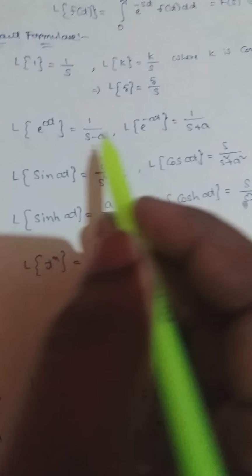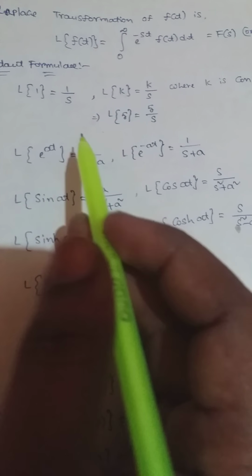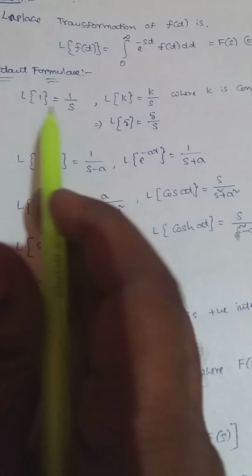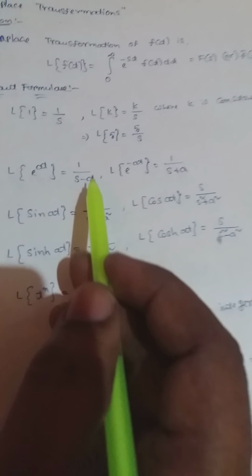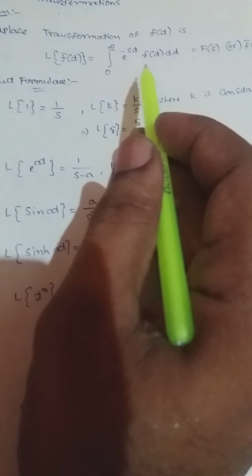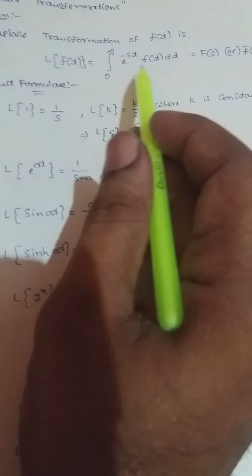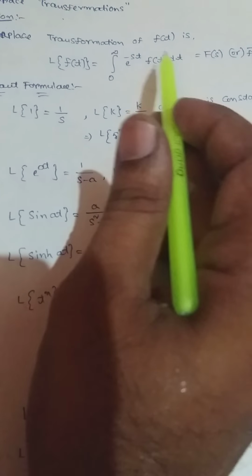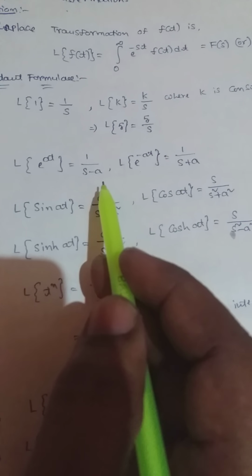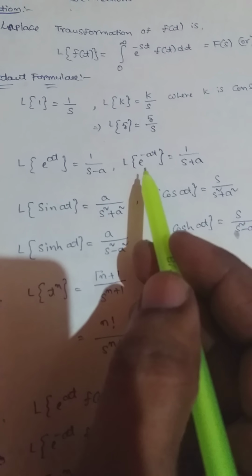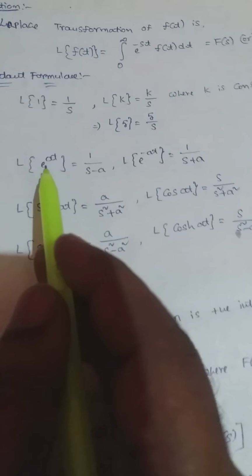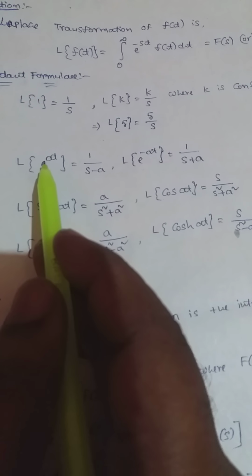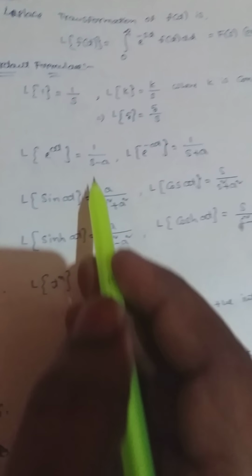And now, as we did in the previous bit, we can obtain this answer 1 by s minus a by using this formula. That means in the place of f of t, we have e power at. By solving this integration we can obtain the answer 1 by s minus a. Similarly, L of e power minus at is 1 by s plus a.